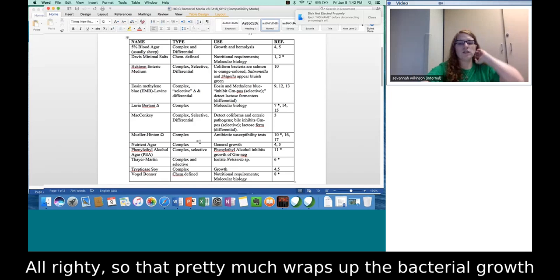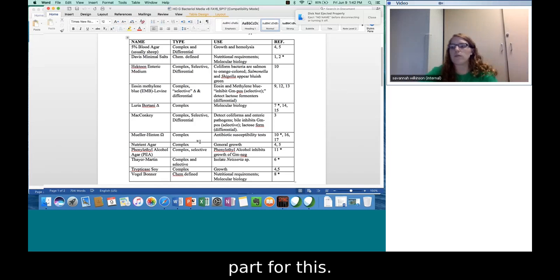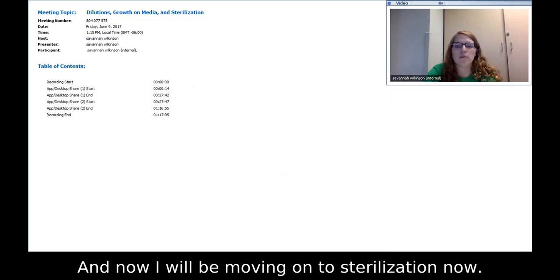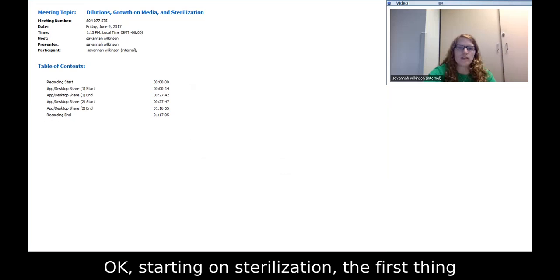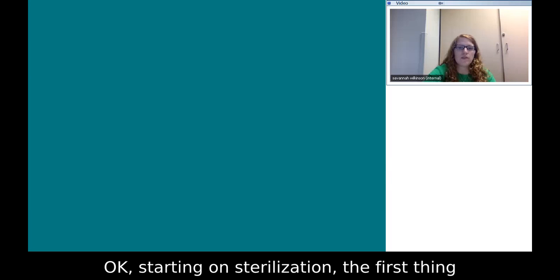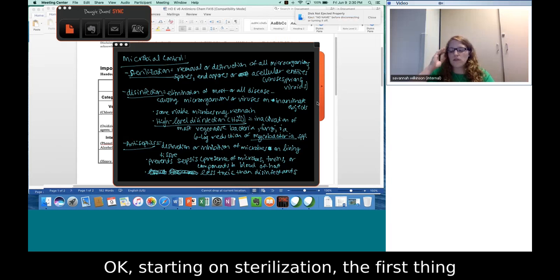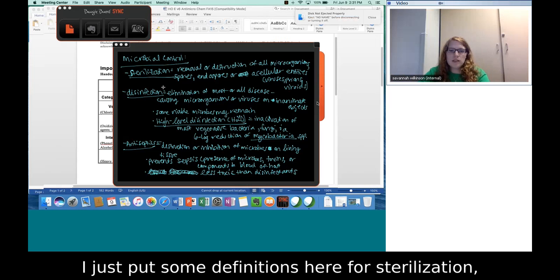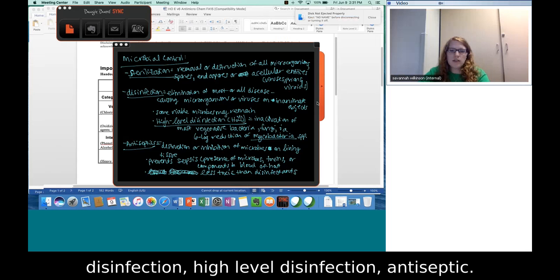Alrighty, so that pretty much wraps up the bacterial growth part, and now I will be moving on to sterilization. Okay, now starting on sterilization, the first thing is microbial control. I just put some definitions here for sterilization, disinfection, high-level disinfection, antiseptic.